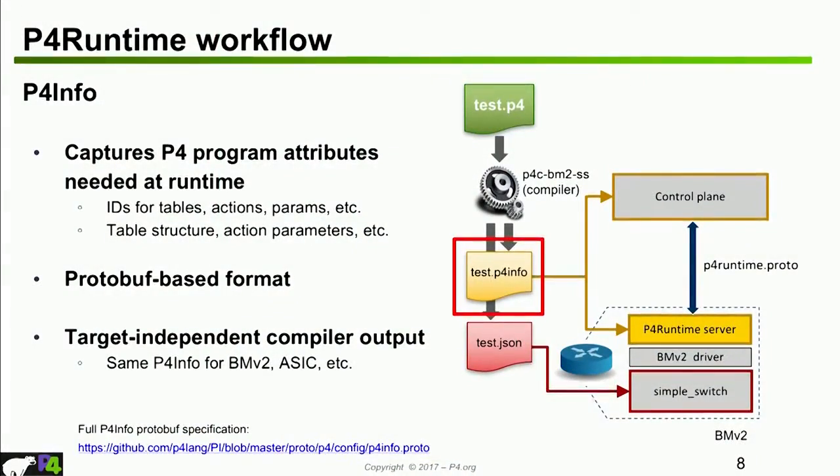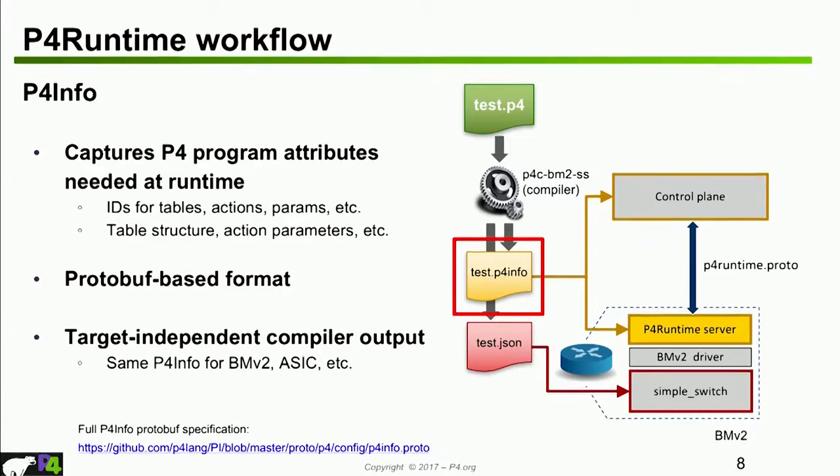So if the writer of the control plane is also the writer of the P4 program, then maybe he already knows all these attributes, but maybe there's also a more convenient way to get all this information. And this convenient way is called P4info. P4info is a file generated by the P4C compiler. It captures a number of P4 program attributes that are needed at runtime. So it captures, for example, the IDs for tables, actions, parameters, the table structure, match type, etc. It is, again, based on protobuf, so it's easy to serialize and deserialize this P4info file into your control plane.